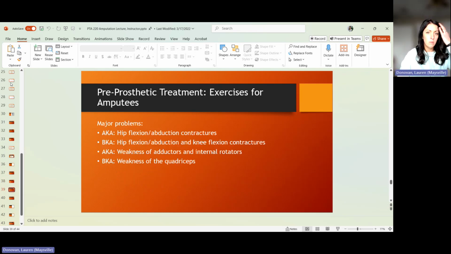Here are the major problems based upon contractures. With an above the knee amputation, usually hip flexion and abduction contractures. Below the knee would be hip flexion, abduction, and knee flexion contractures. With above the knee amputation, a lot of times they'll have weakness of adductors and internal rotators because they're more stuck in abduction and external rotation. Below the knee, they usually have more weakness associated with the quadriceps, and can also have tight hamstrings.